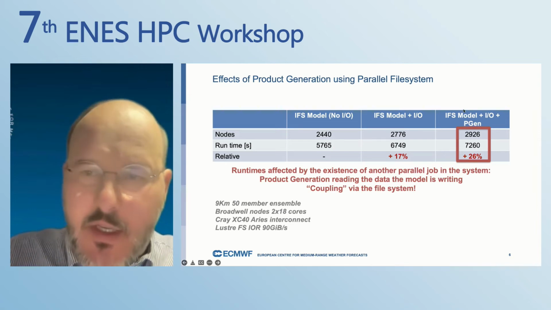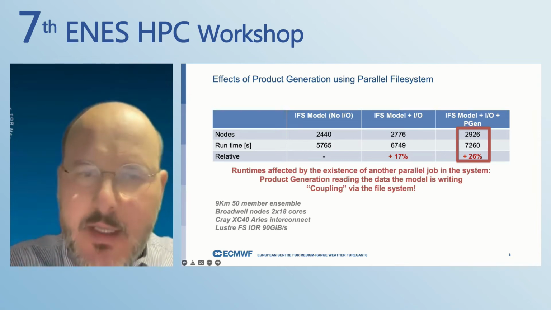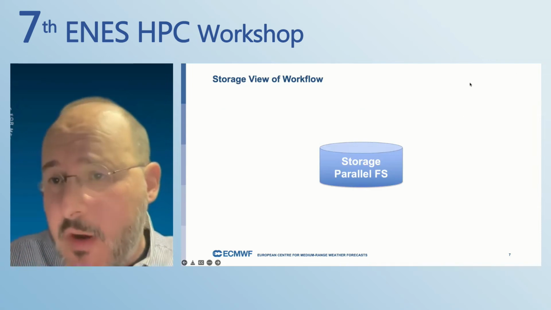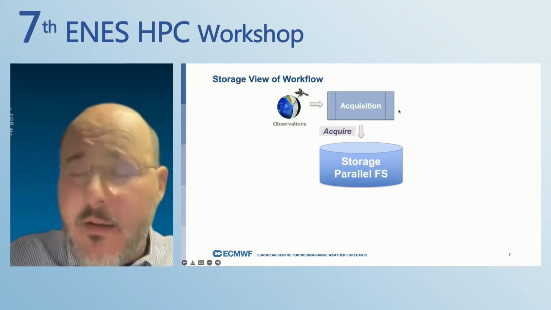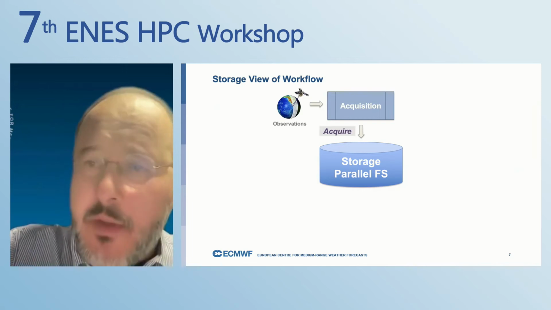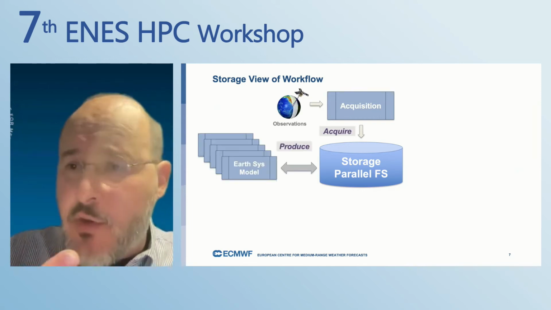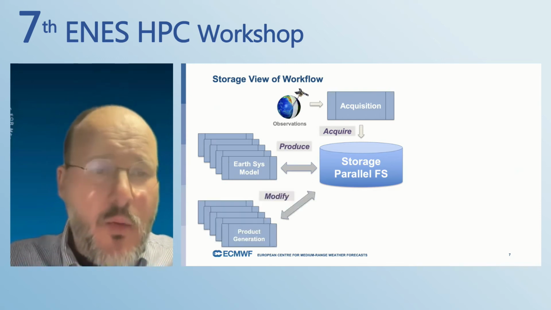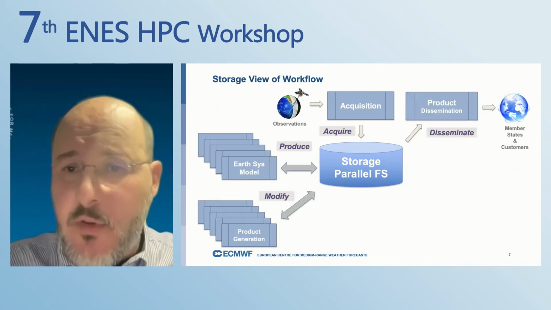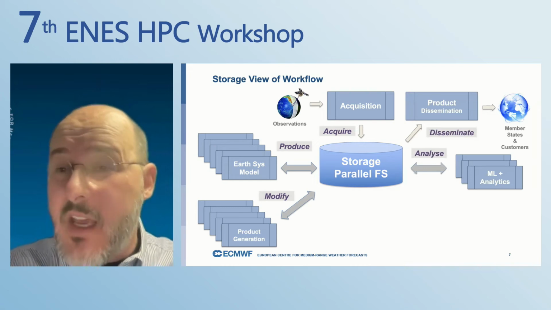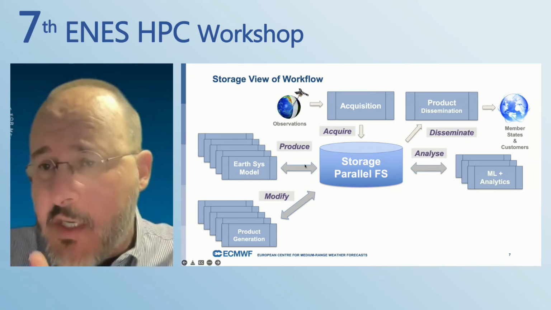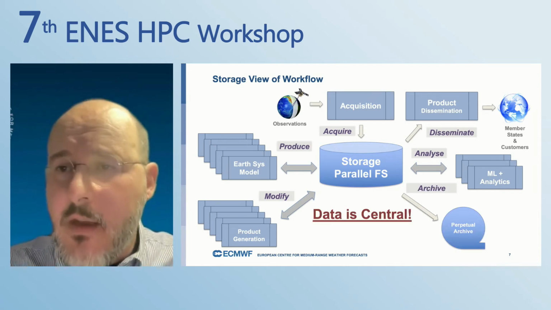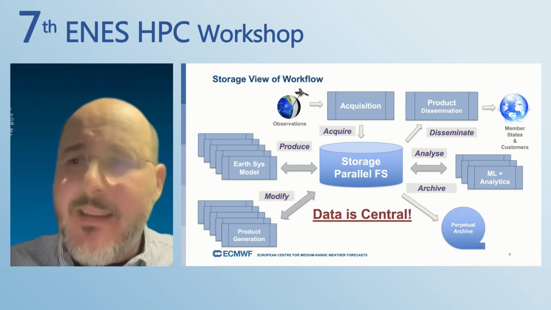So in a way, you see, there is this coupling of the file system. And the reason is we really use the file system for everything in our model. We acquire the observations, we put them in the parallel file system. We run our Earth system model, we produce data, we put it in the parallel file system. We do our product generation from the parallel file system. We do simulation from there. Even data analytics. If you want to run machine learning, you'll have to do it on top of that. And then we archive from there. So you can really start seeing the pattern here is that data is central.